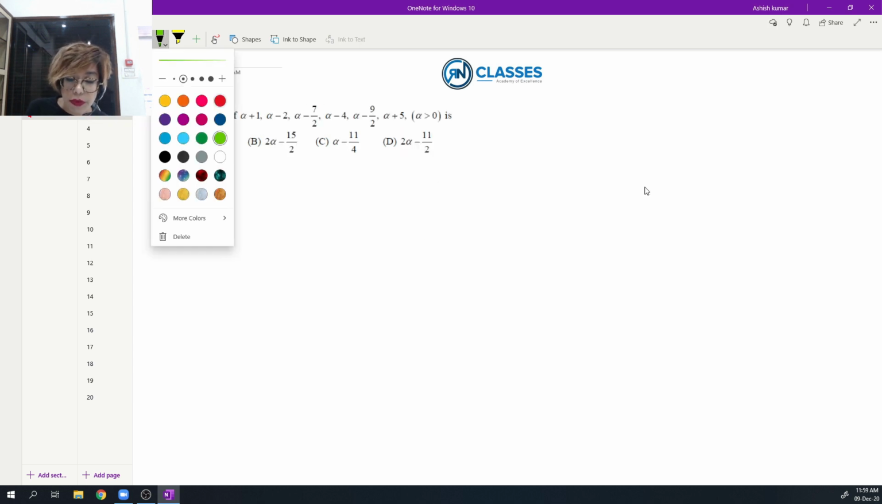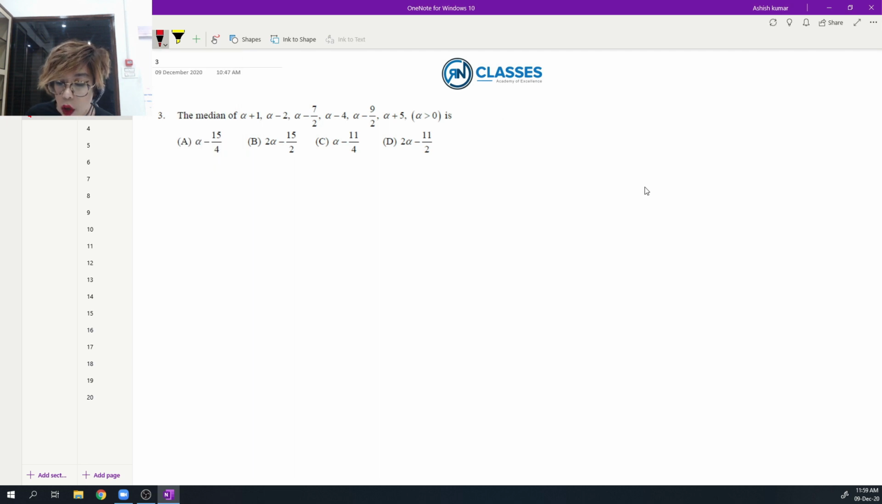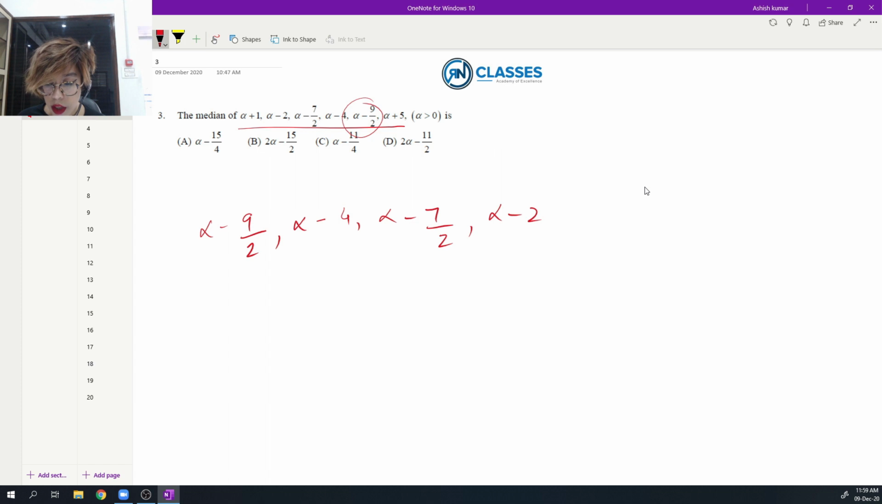Now, he says the median of this data is. Now median is the value of the middlemost observation. For that, I need to organize the data in increasing order. So smallest one, obviously that will be alpha minus 9 by 2. Right? Then bigger than that, alpha minus 4. Right? Then alpha minus 7 by 2. Then alpha minus 2. Then alpha plus 1. Then alpha plus 5.